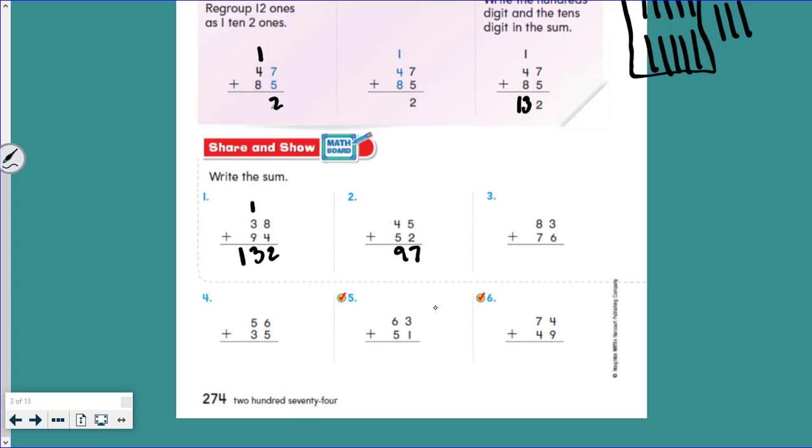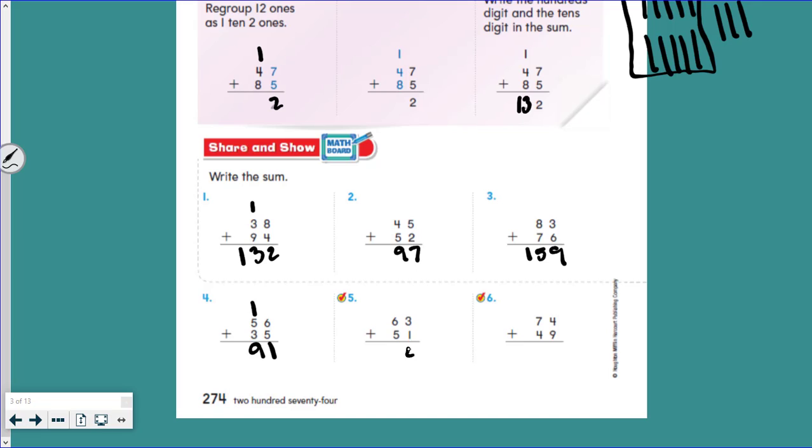Okay, so let's see. I'm going to go a little bit faster because you should have already done these, so now you're just checking. Okay, so 3 and 6 is 9. 8 and 7 is 15, right? 15 tens, so 100 and 5 tens. 6 and 5 is 11, so 1 ten and 1 one. And then 5, 3, and 1, so this is 8, 9. So that's going to be 91 is the answer.